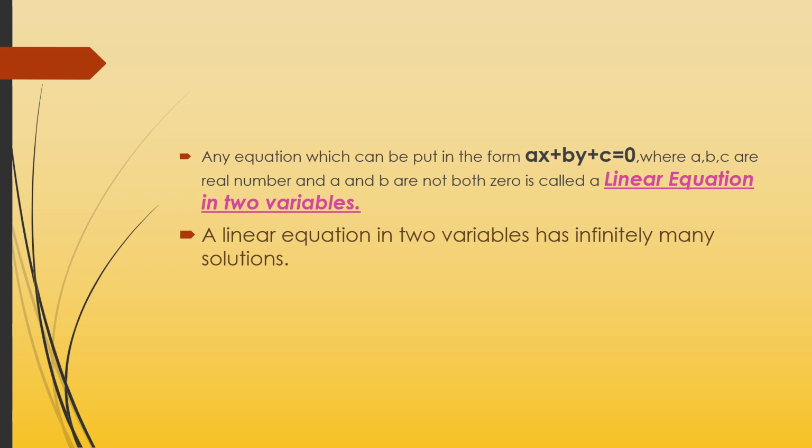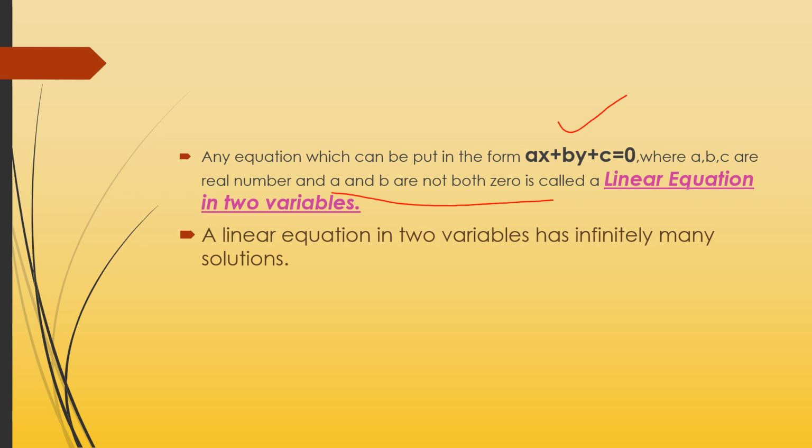For this, I'll take an example of what will happen if a and b are both 0. For the standard form, we consider that a and b are not both 0, and the standard form of the equation will be ax plus by plus c equals 0. This is the standard form of a linear equation in two variables. The second important point is that you must note a linear equation in two variables has infinitely many solutions.